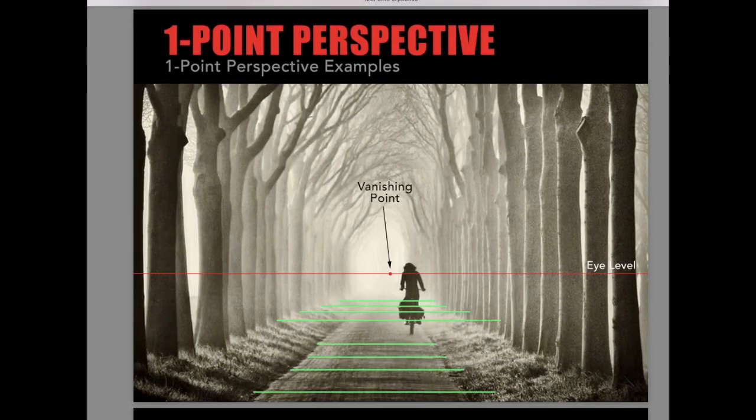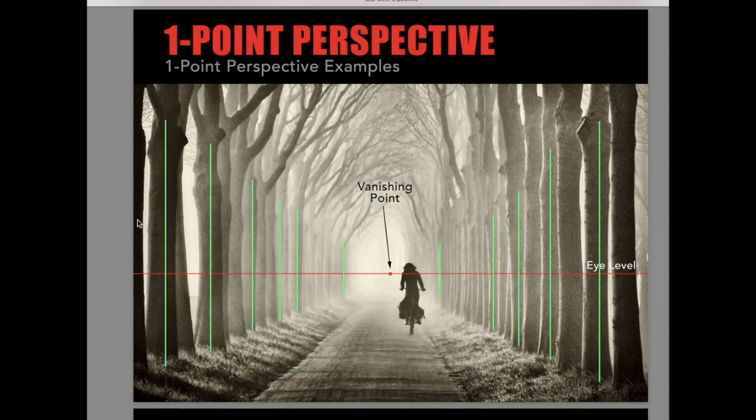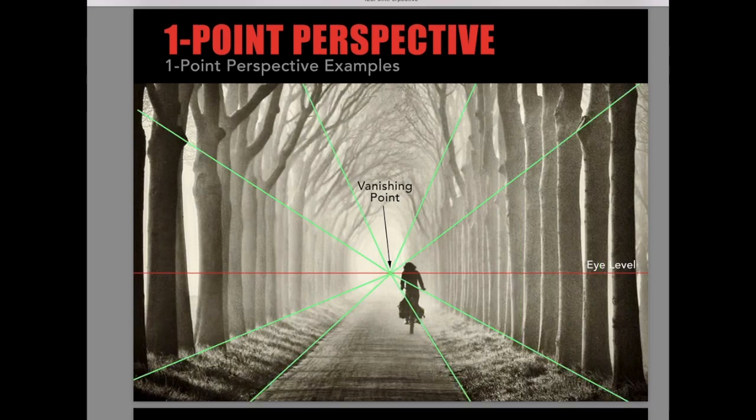Any other horizontal lines in this image are going to be parallel to the eye level line. So these are cast shadows from the trees. Vertical lines are perpendicular to the eye level line. And we already talked about converging lines all meet at the single vanishing point.